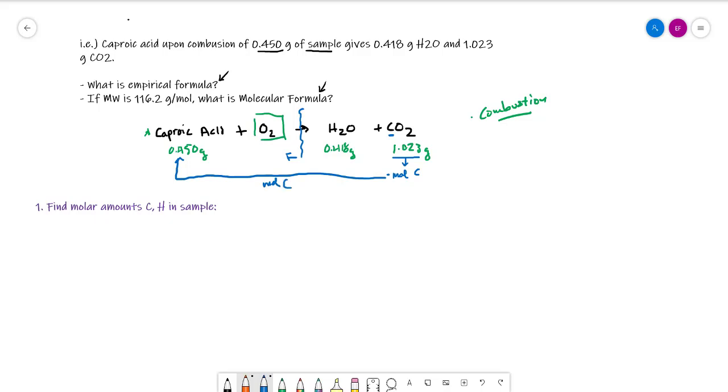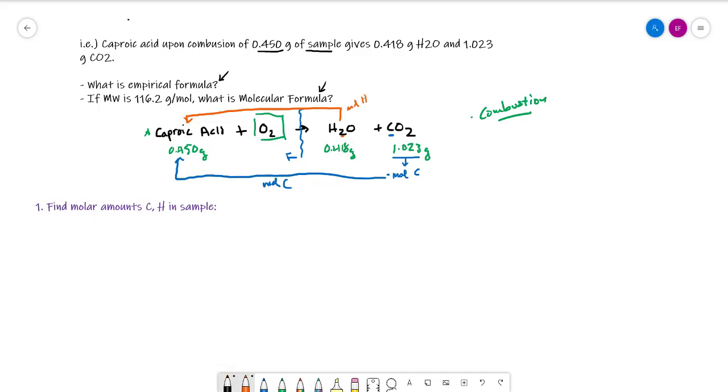And by analogy, we can do the same thing with H2O. There's no hydrogen coming from the oxygen on the reactant side. It has to be coming from caproic acid, which means we can figure out the moles of hydrogen coming from H2O. We know there's a 2-to-1 relationship here: there are 2 H's for every one caproic acid. So let's do this step by step.